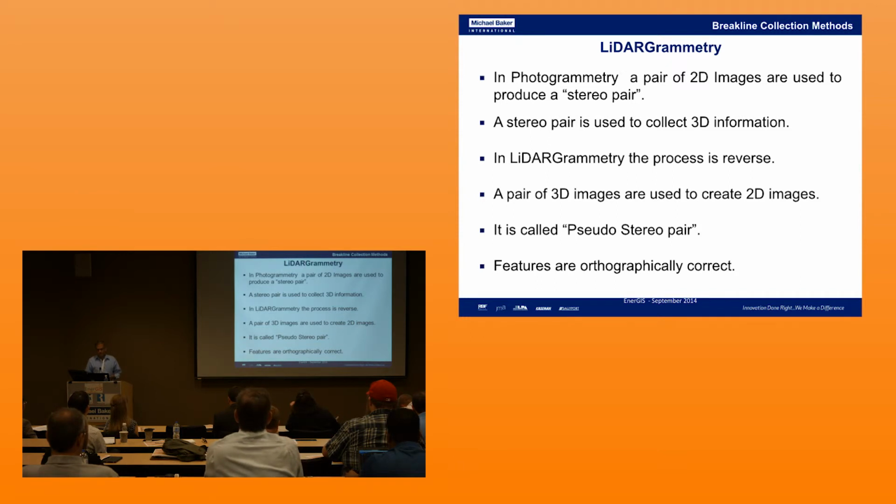Whereas in LiDARgrammetry, the process is reversed. What we do is we create 3D images from the LiDAR data, what we call a pseudo stereo pair, and then we take the data to the photogrammetric workflow and collect the breaklines, just like we do in photogrammetry. So more or less all the tools we have used in photogrammetry, we can use in LiDARgrammetry also. And the last point is very critical: features are orthographically correct. That is one of the important things in the LiDARgrammetry process.